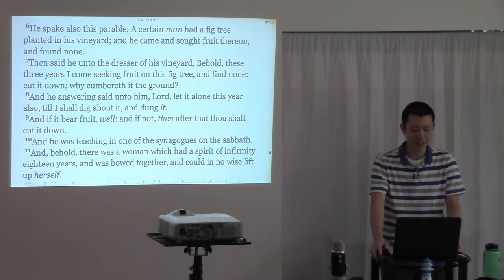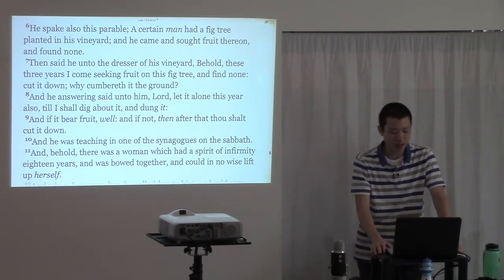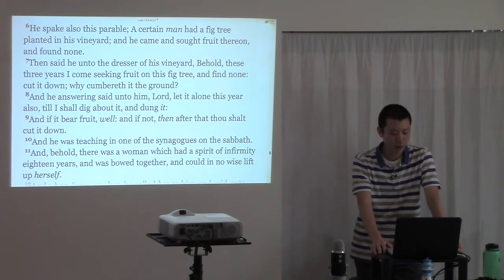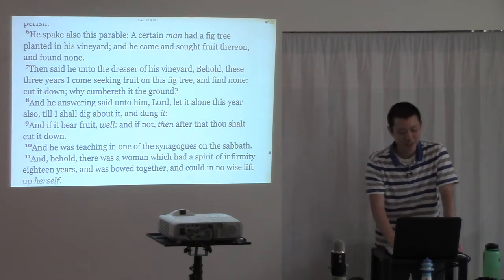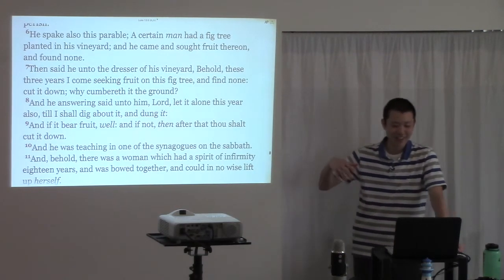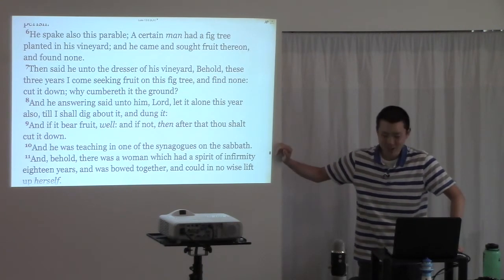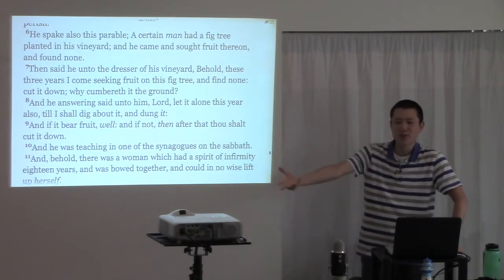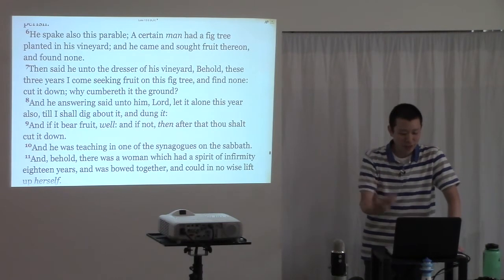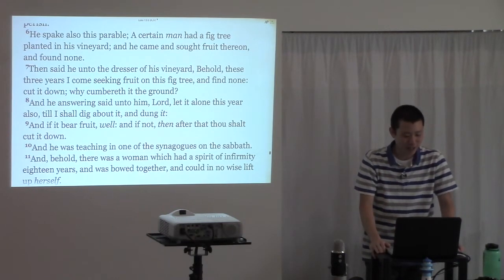And he answering said unto them, "Lord, let it alone this year also, till I shall dig it about it and dung it. And if it bear fruit, well. And if not, then after that, thou shalt cut it down." So we see this parable of this fig tree, and somebody comes to it and tries to find fruit on it, and there's no fruit on this fig tree. But the thing I want to point out about this fig tree is, look in verse 7.